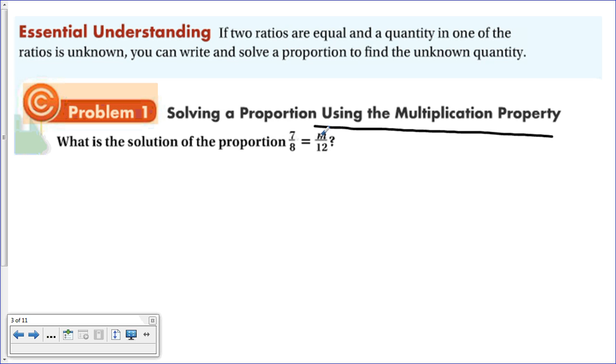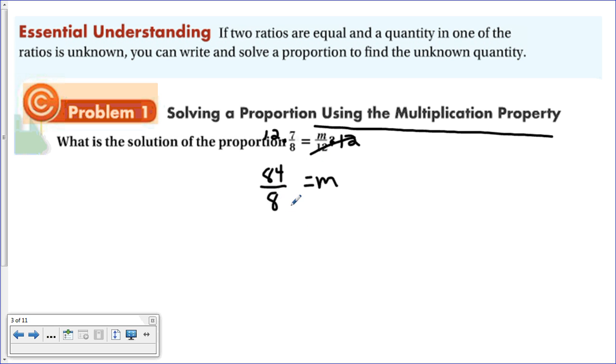Well, right now m is being divided by 12, so the inverse of division is multiplying by 12. So we're going to multiply by 12. And if we multiply one side, we have to multiply the other. So now these 12s cancel out, and you are just left with m. 12 times 7 is 84 over 8.